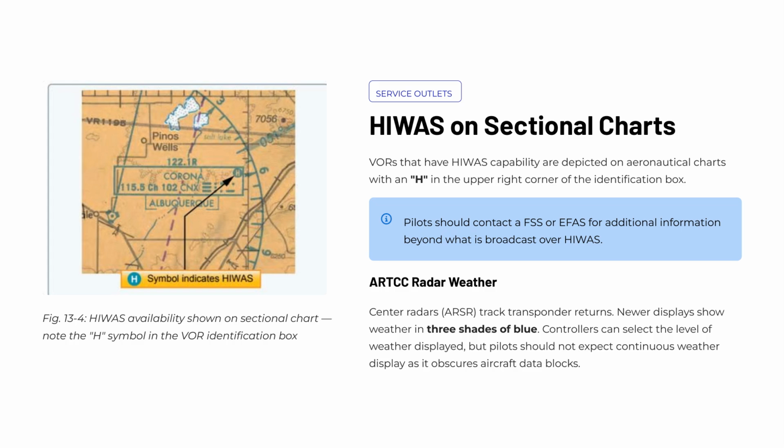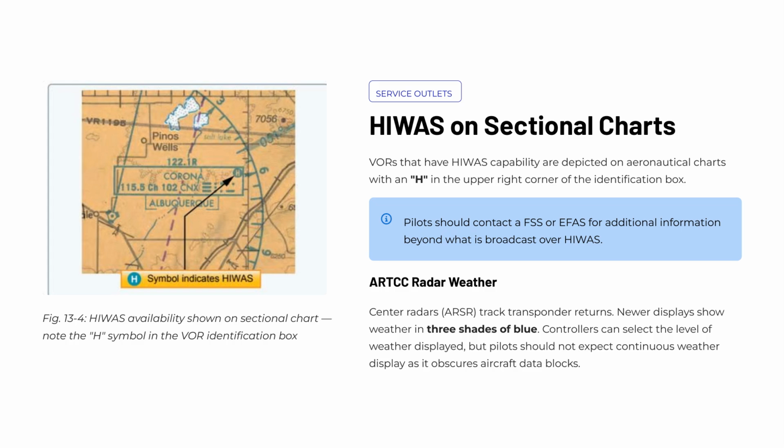Shifting to ARTCC radar weather, air route surveillance radars track transponder returns and can display weather information to controllers. On newer display systems, weather is shown in 3 shades of blue, representing varying levels of precipitation intensity. Controllers have the ability to select how much weather data appears on their screens.